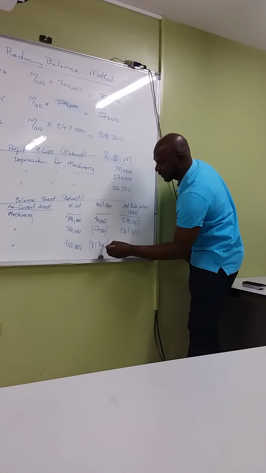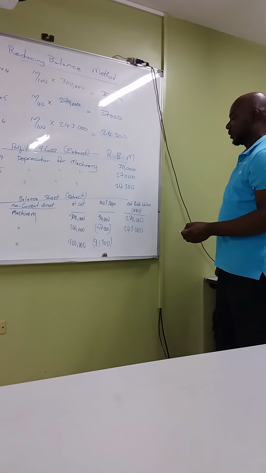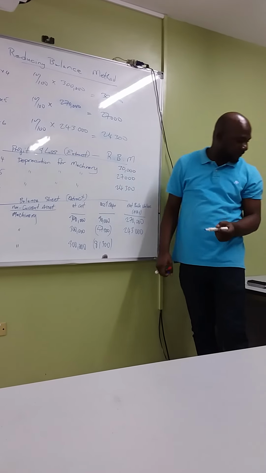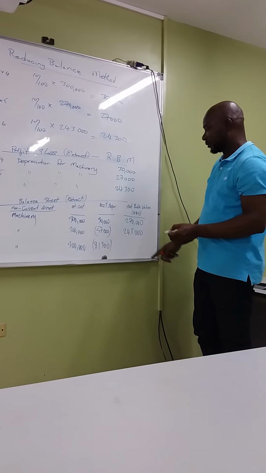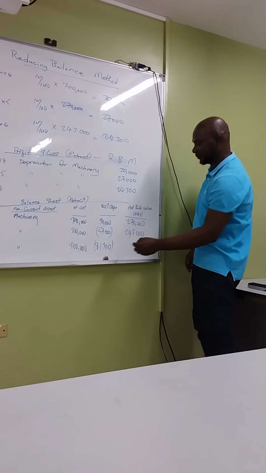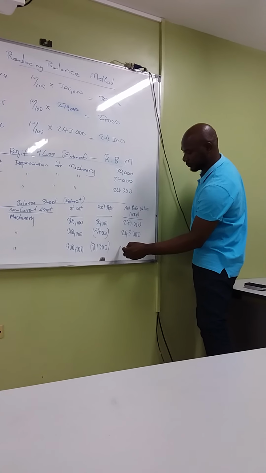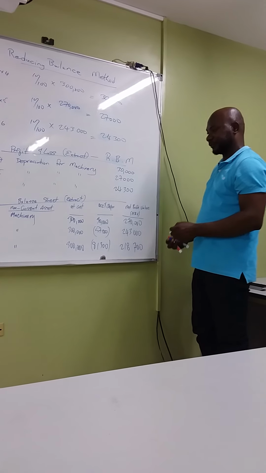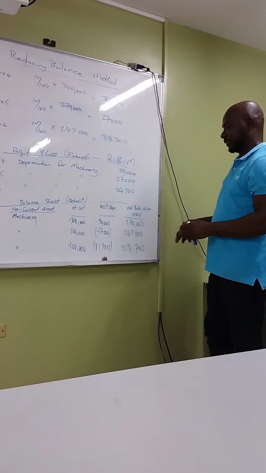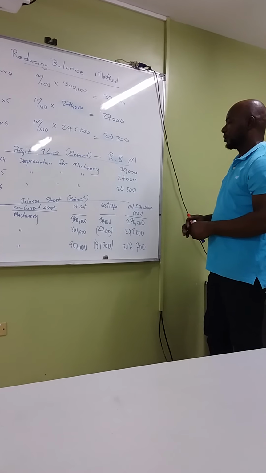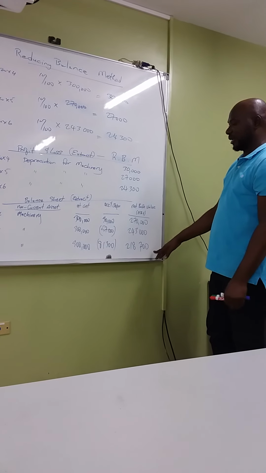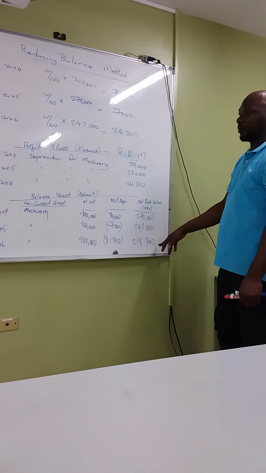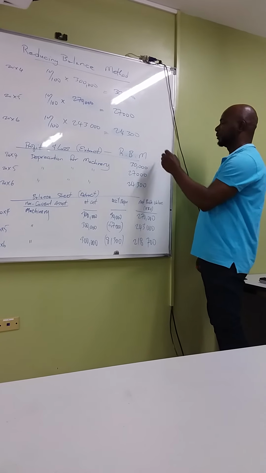Can you double check that for me, please? 81,300. Thus giving you the net book value for the end of the year 2006 to be 218,700. Your net book value for the end of the year 2006 would be 218,700. That's the net book value for that machinery for the end of the year 2006.